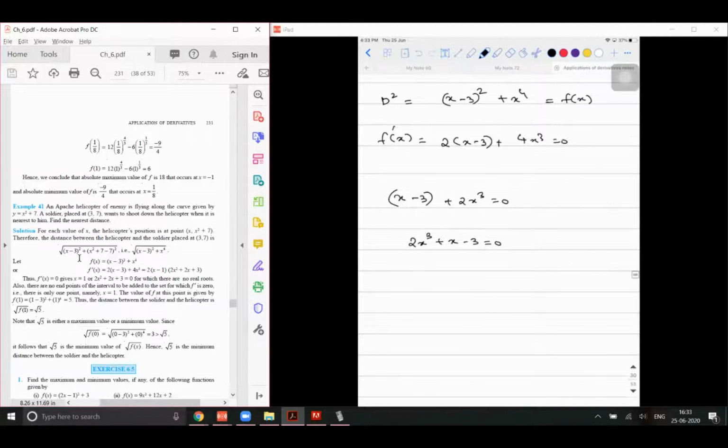So it's a cubic equation, right? So first use the trial and error method. So which value is satisfying? 1 is satisfying. So since 1 is satisfying, do people know the synthetic division method?